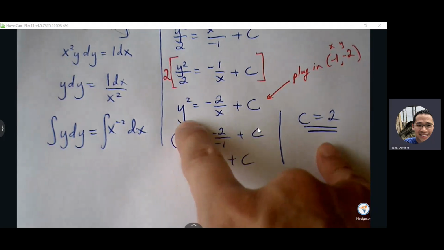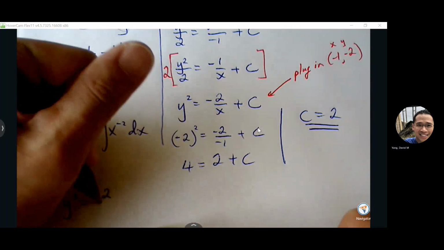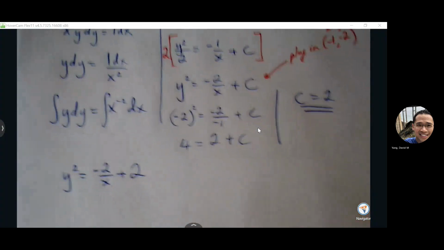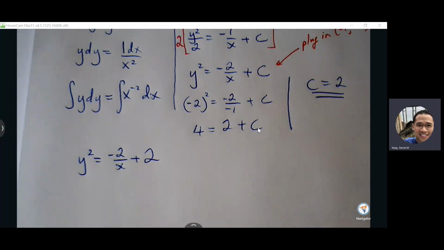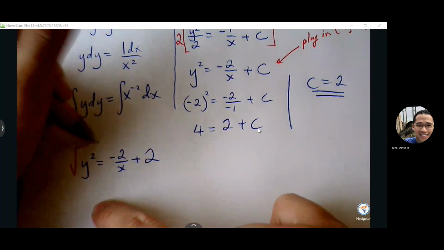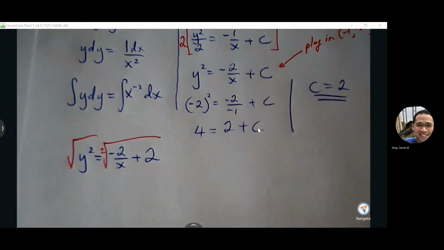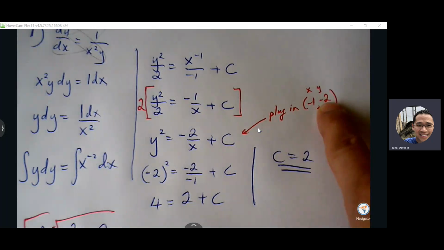Make my substitution back in. Almost there. Take the square roots. Okay, these are two solutions here. Which one do I choose? Because y is negative. Yep.